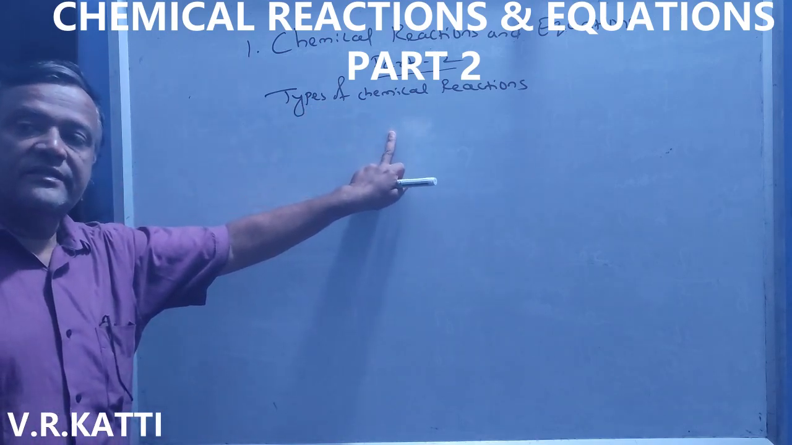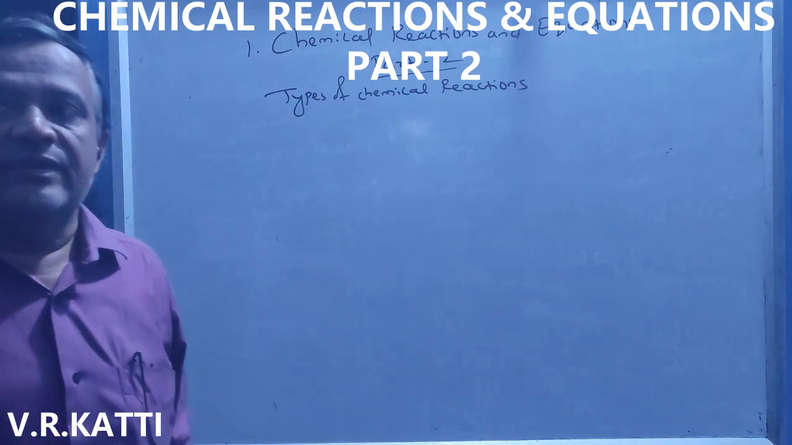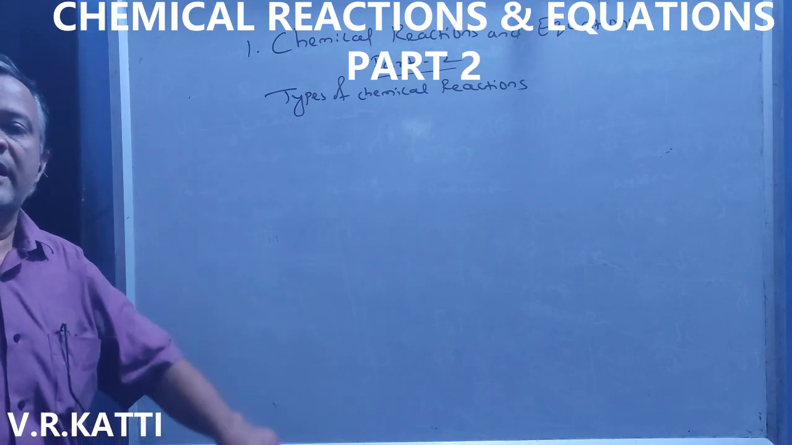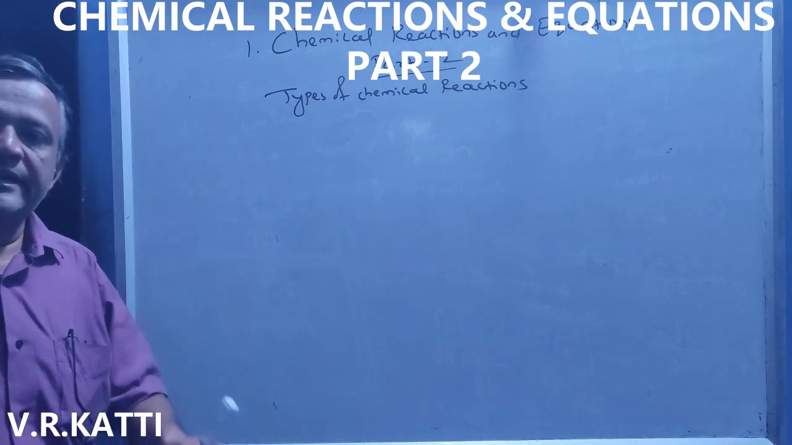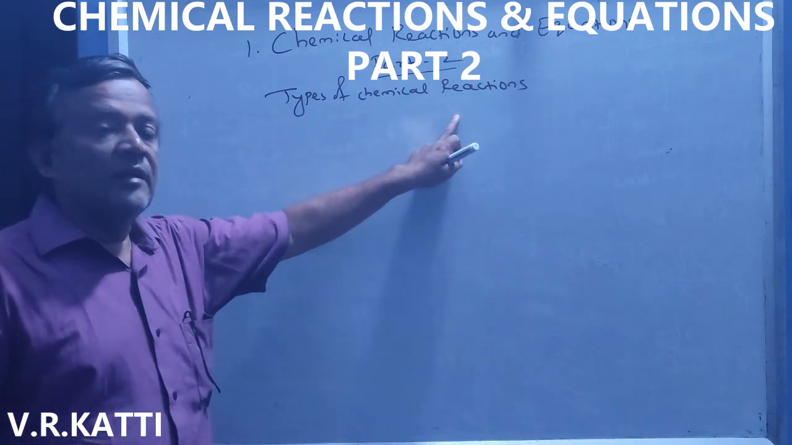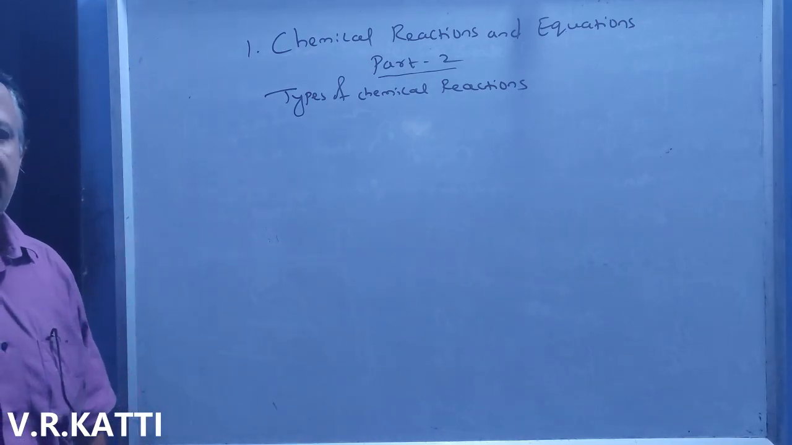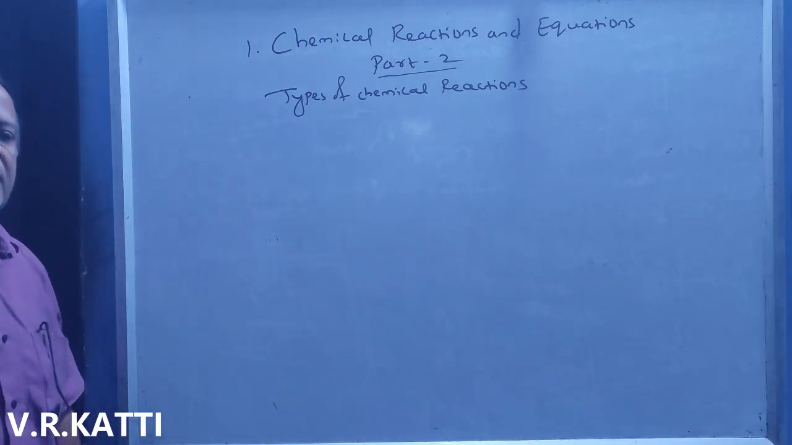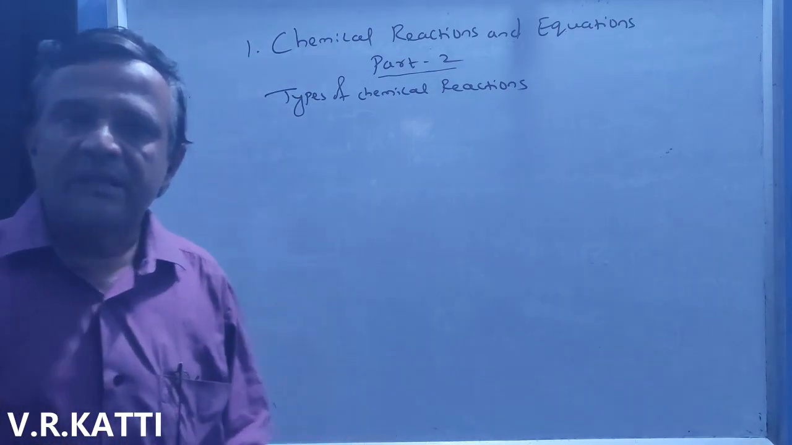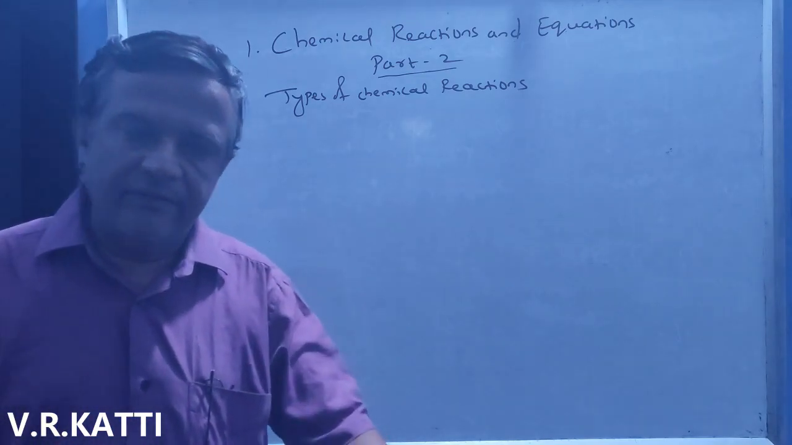Today, we shall study about types of chemical reactions. In the last class, you studied how to balance the equation. What is the equation? How to balance the equation? Today, in part 2, we shall study types of chemical reactions. Students, you are going to study mainly four types of chemical reactions. So let us study one by one.